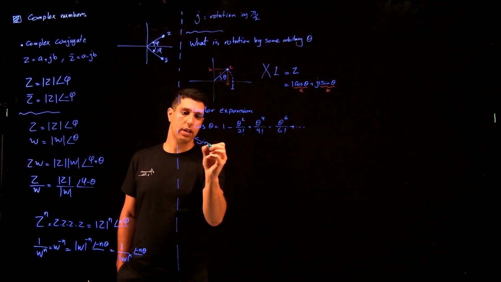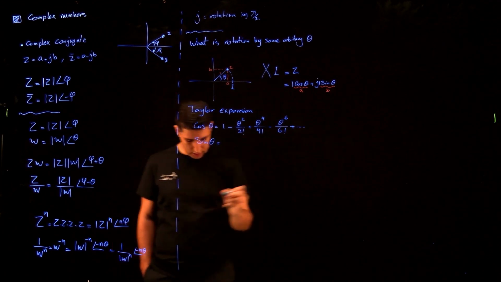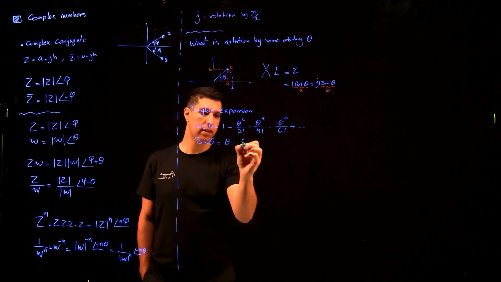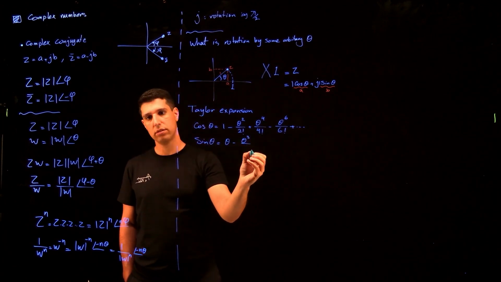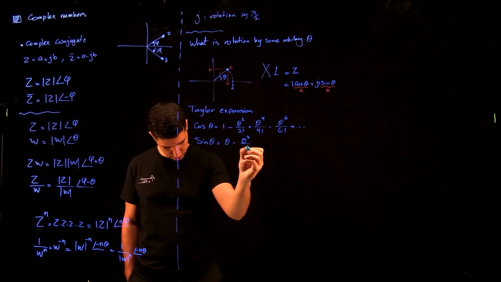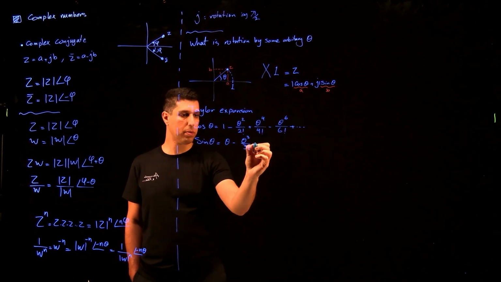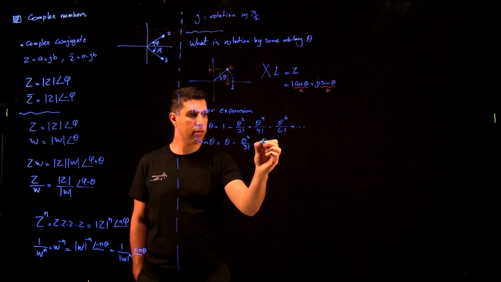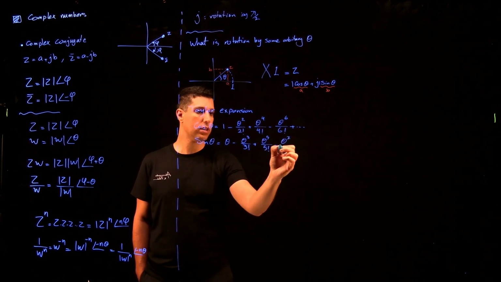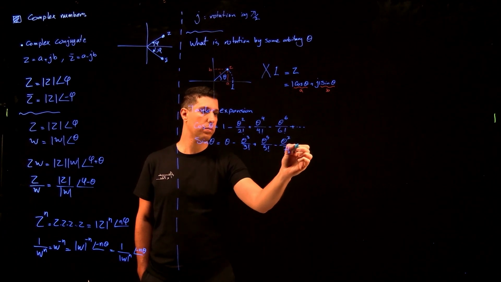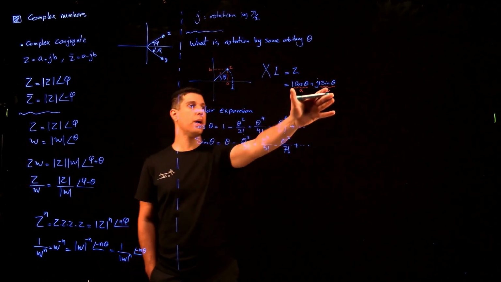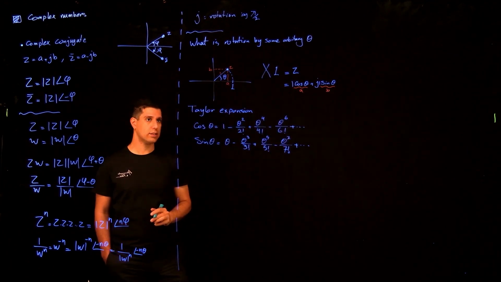Similarly, if we have sine of theta, it's theta minus theta cubed over 3 factorial plus theta 5 over 5 factorial minus theta 7 over 7 factorial plus dot dot dot. Now let's use these two expansions to reconstruct that.